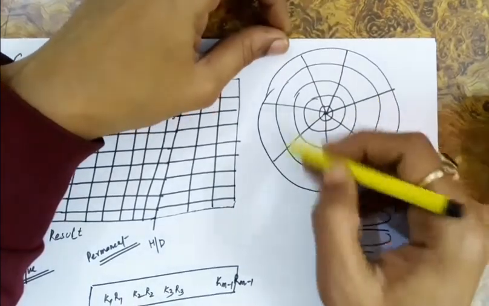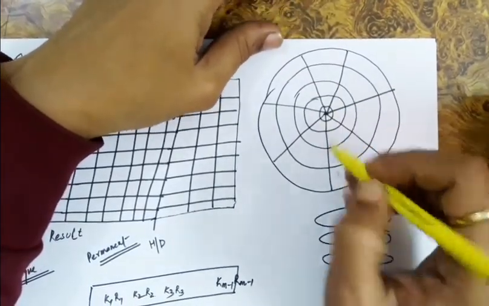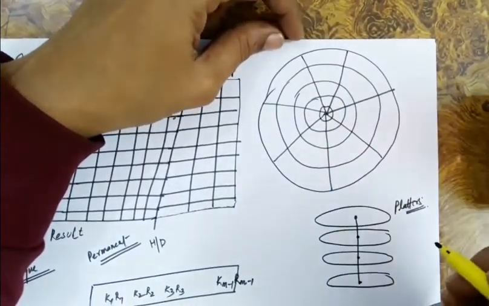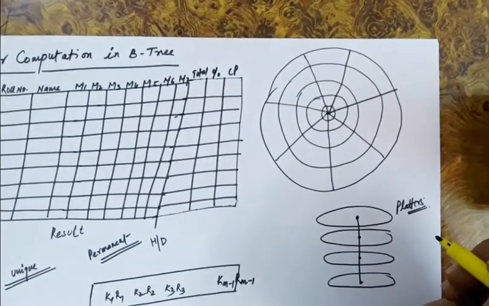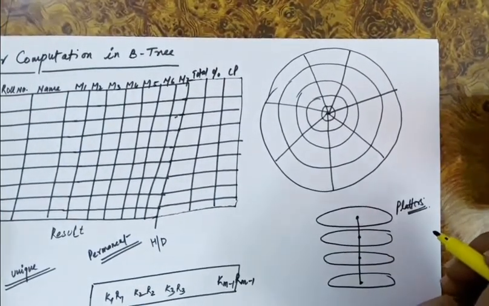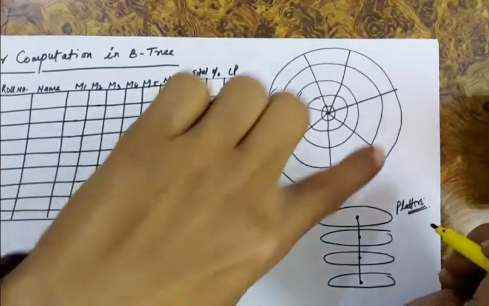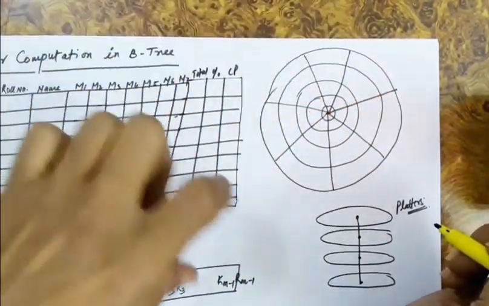So suppose this is a hard disk platter. On the hard disk platter, we do the logical divisioning, not the physical divisioning, but the logical divisioning. For the storage of the data, we are dividing the surface into various parts logically.